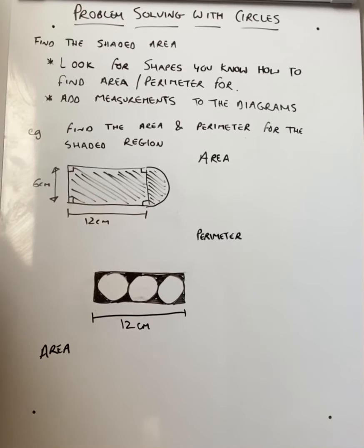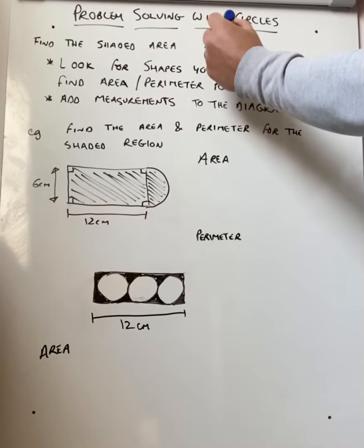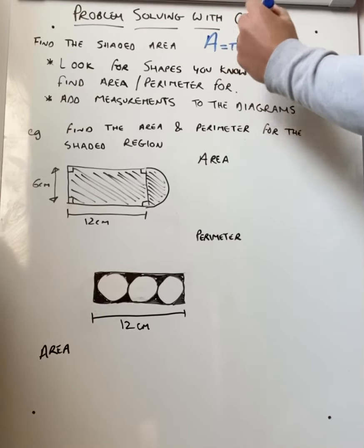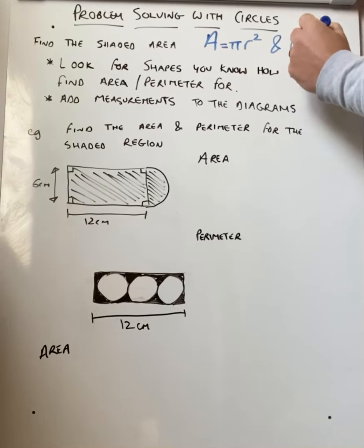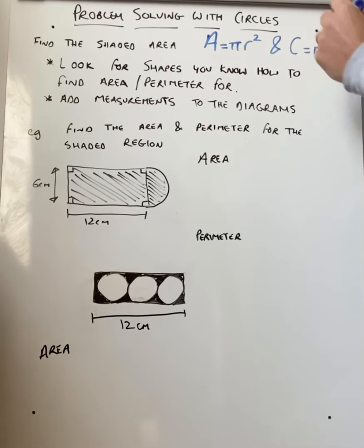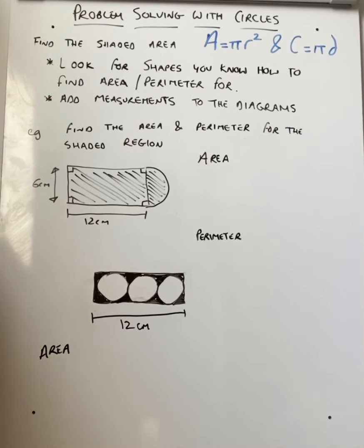What we're going to look at today then is the idea of solving problems involving circles. So yesterday we looked at our key formulae: A equals pi r squared, so area is pi r squared, and circumference is pi d. We're going to be looking at how we apply these to other sorts of problems today.